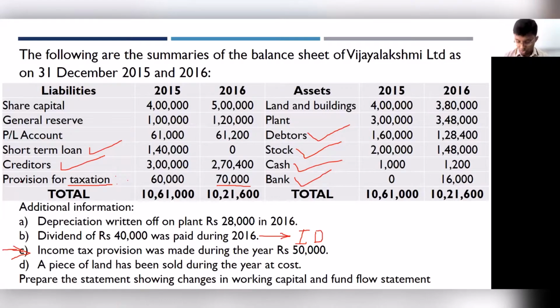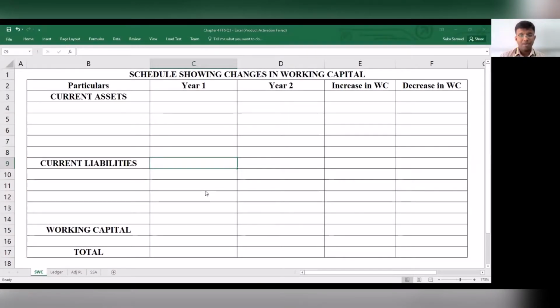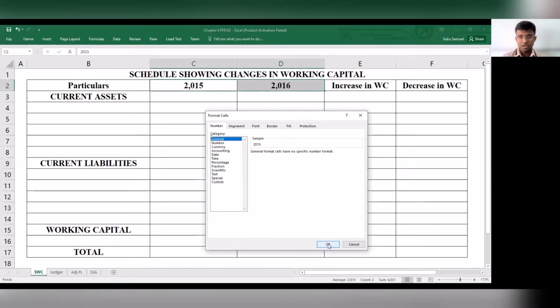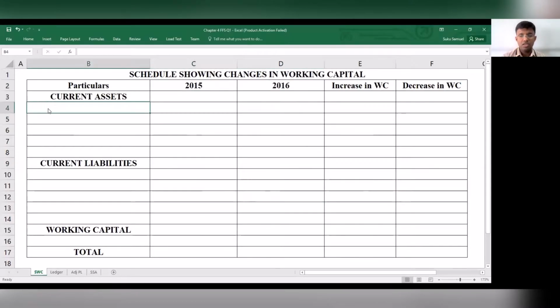Next, let's go about with the first step. First step is to go about with the preparation of the schedule showing changes in working capital. Let's just quickly prepare the format and start off. I've got the format ready, and I'm going to start filling this up. We have the years, 2015 and 2016, the 2 years for which we have to prepare the schedule showing changes in working capital.